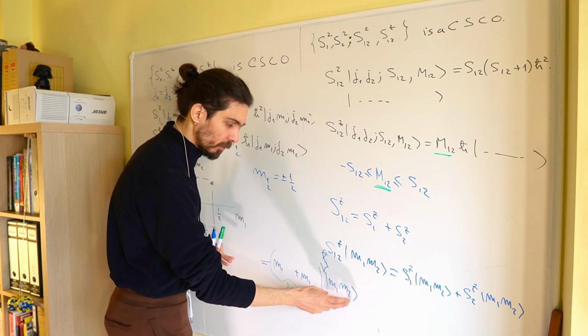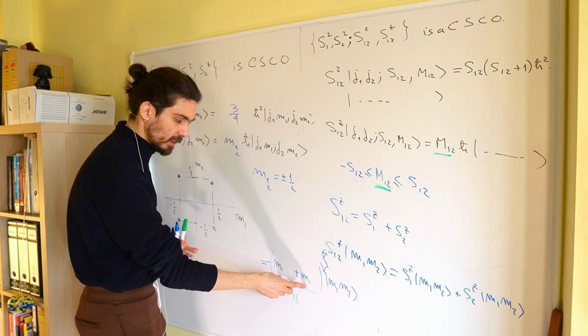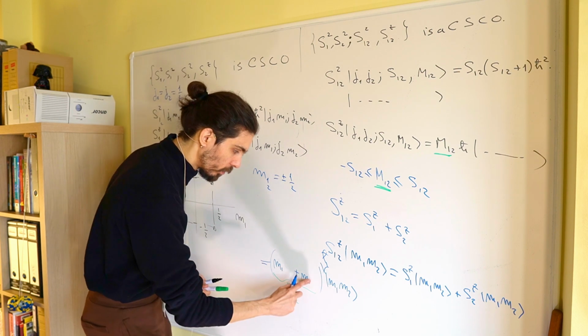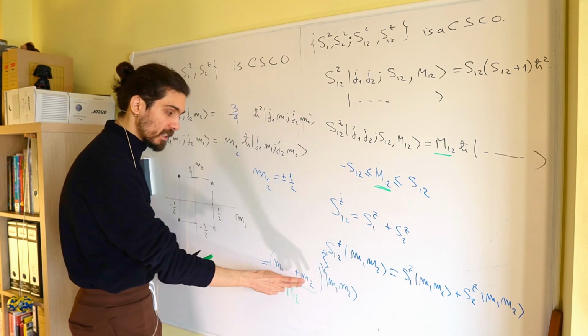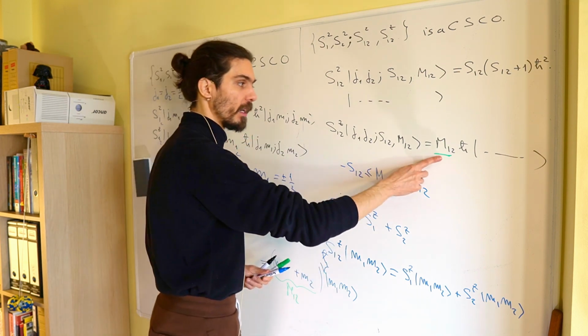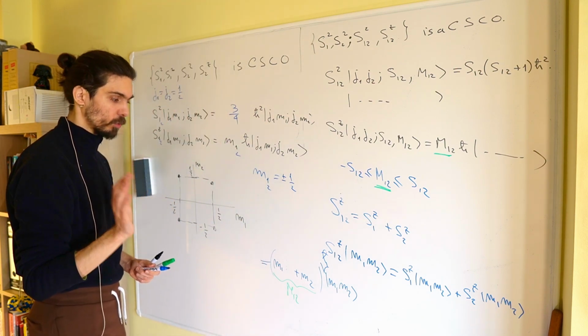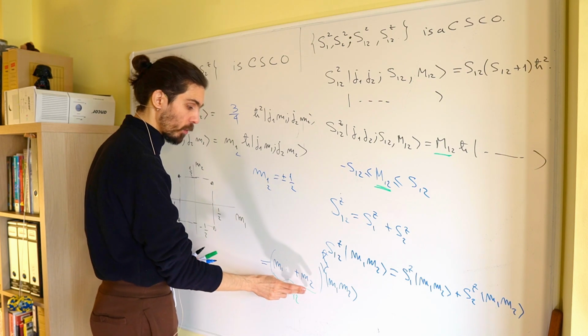But this is also an eigenstate, right? So this M1 plus M2, by the way, must be the values that M12 takes. This is very important. So you have to recognize that this is M12.